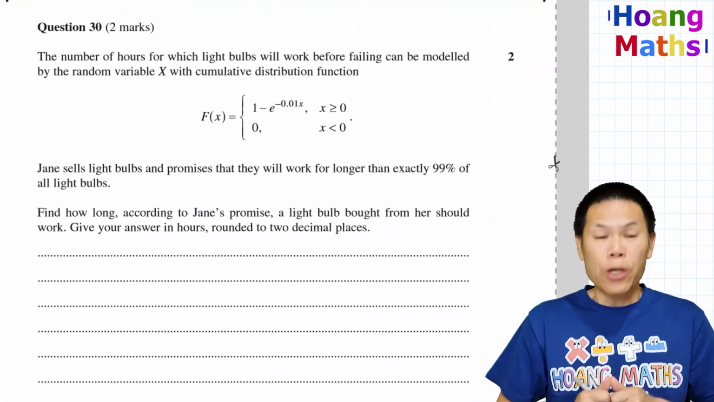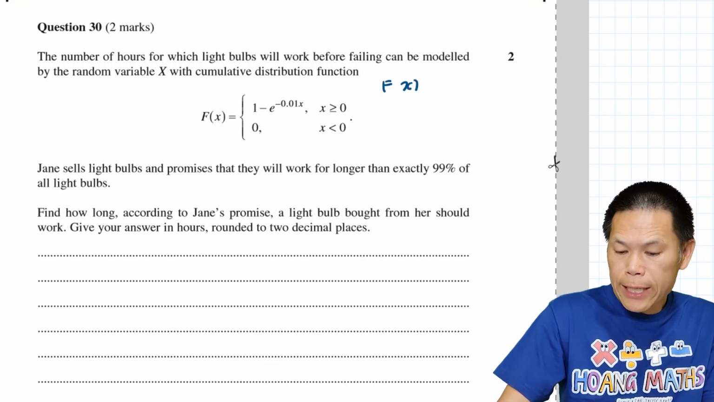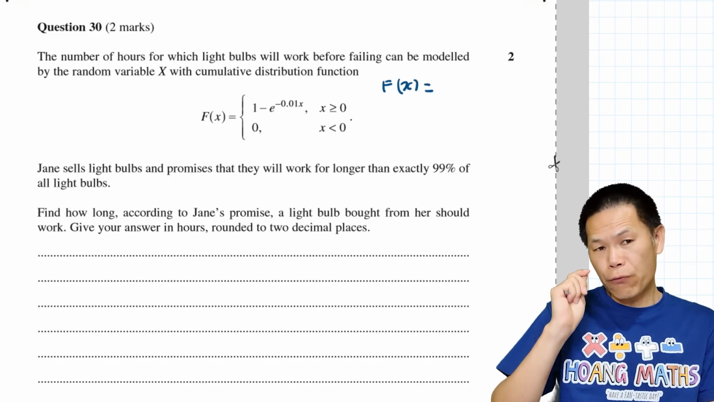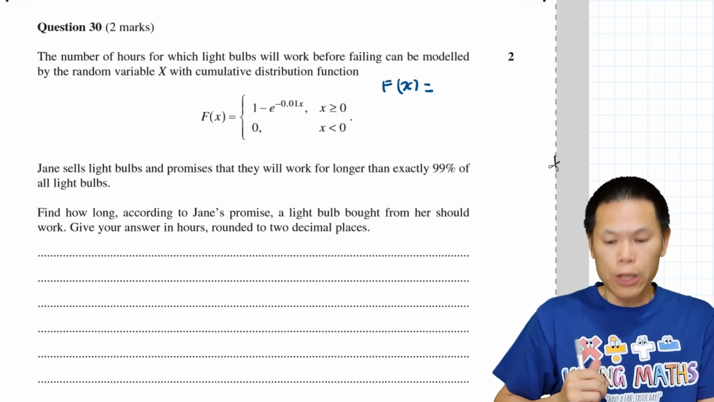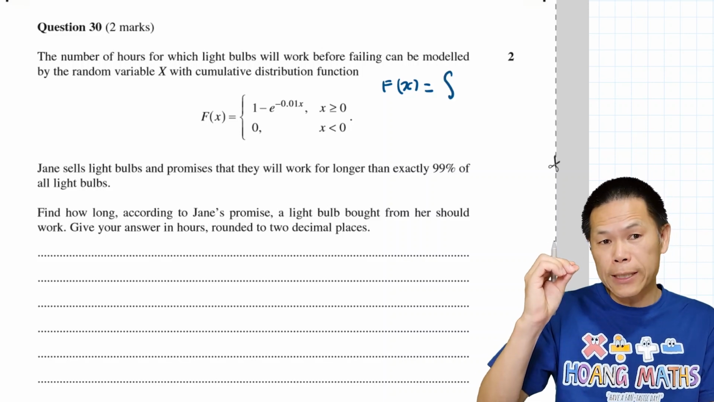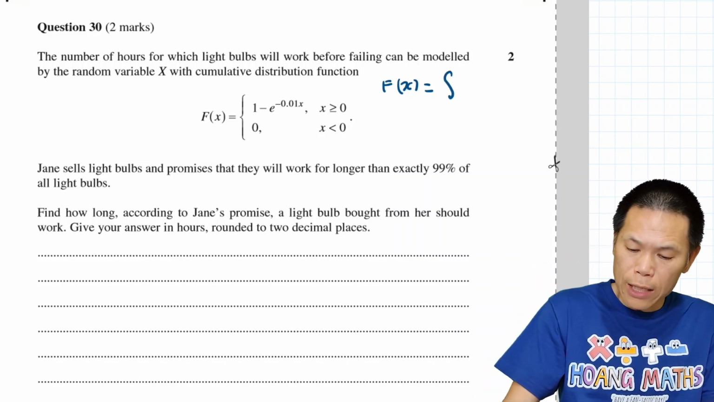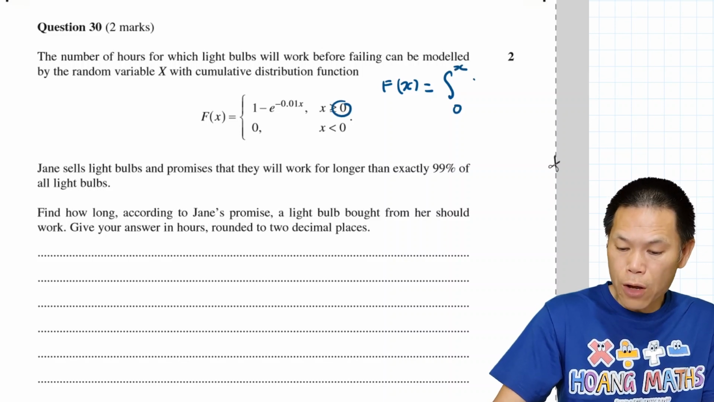Question 30. So first of all, we need to know that F(x), that is capital F, don't forget, it means cumulative distribution function. So that is equal to the integration from a to x. So a is the smallest value. So the smallest value is 0, okay, to x.